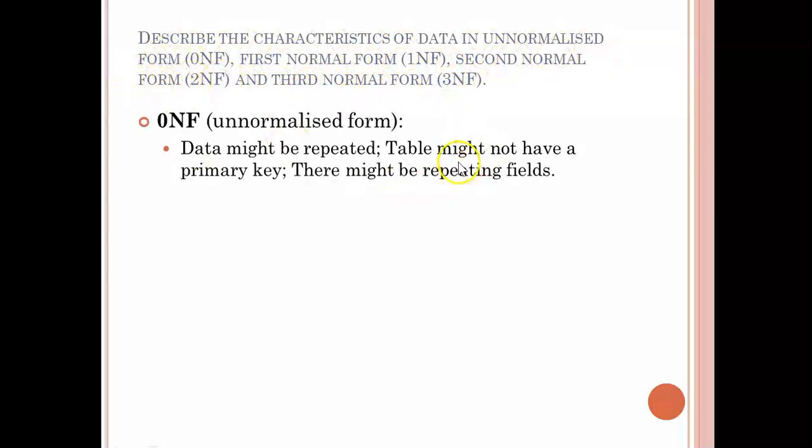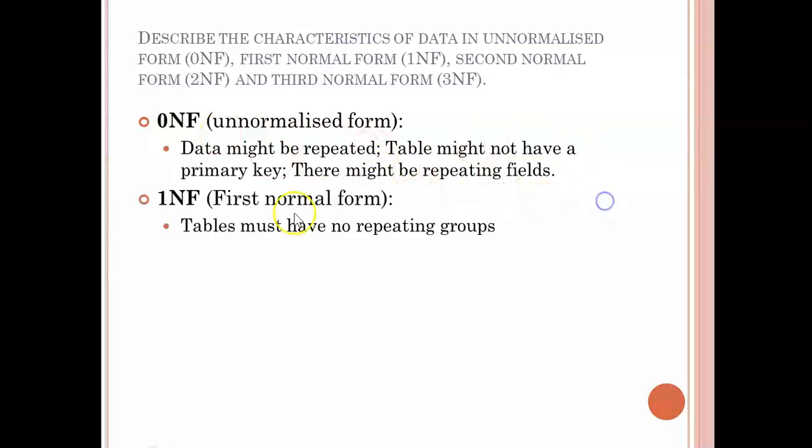Describe the characteristics of data in unnormalized form, which is 0NF form, first normal form, second normal form, and third normal form. Usually the table that you're given in the beginning that you might have to import into Access might be in 0NF form most of the time. So that has the following features. Data is repeated. The table might not have a primary key. There might be repeating fields. So that is 0NF form: there might be duplicates, there might not be a primary key, and there might be repetition of data.